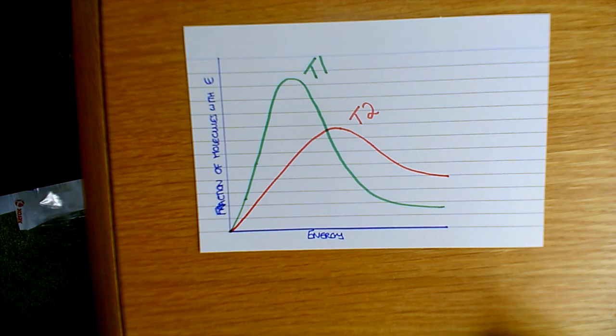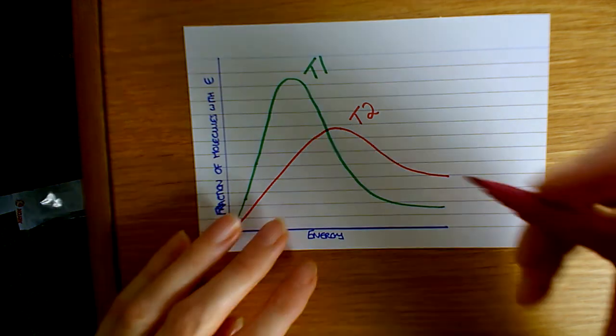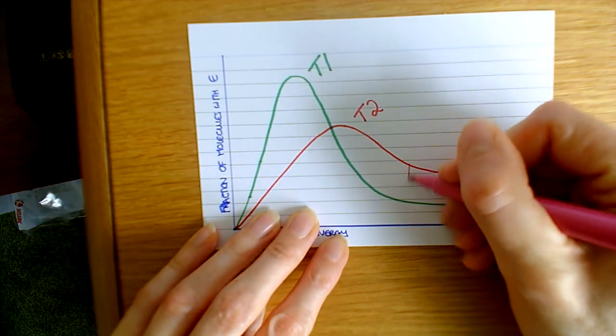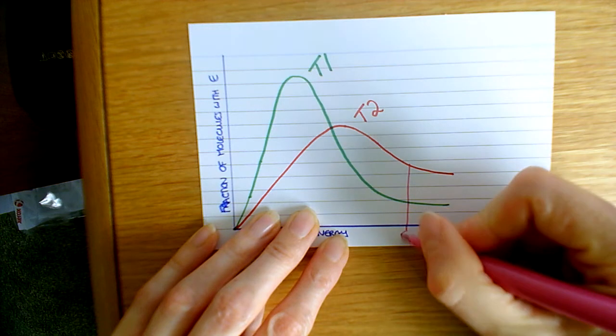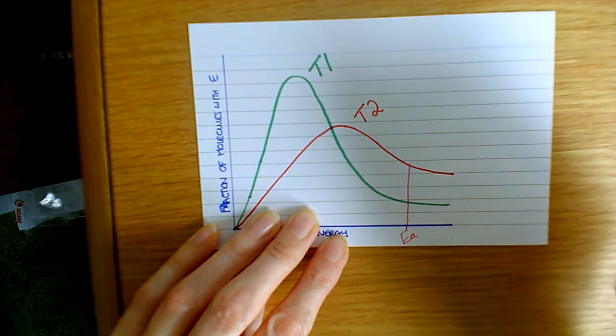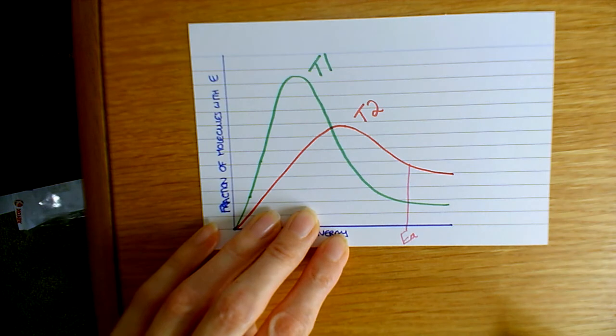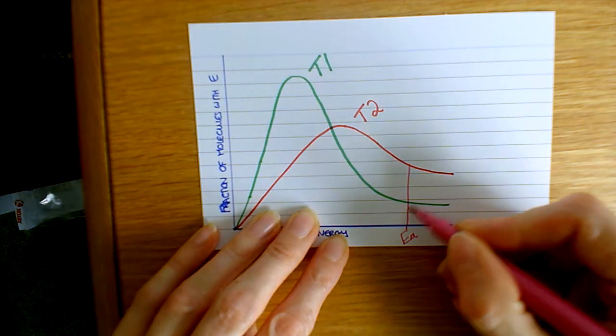Then in order to explain what's happening and why the rate of reaction is increased when you increase temperature, you need to put in where activation energy is. Again, I don't have any numbers on this graph, so I'm just going to put activation energy in somewhere sensible, so I'm going to pop it here and then label it EA at the bottom there. And then the area under the graph is the number of molecules that have reached your activation energy.